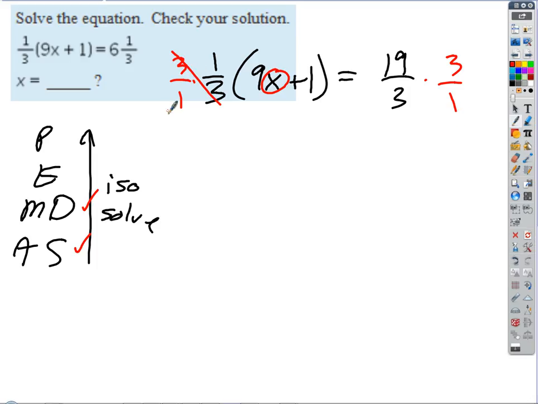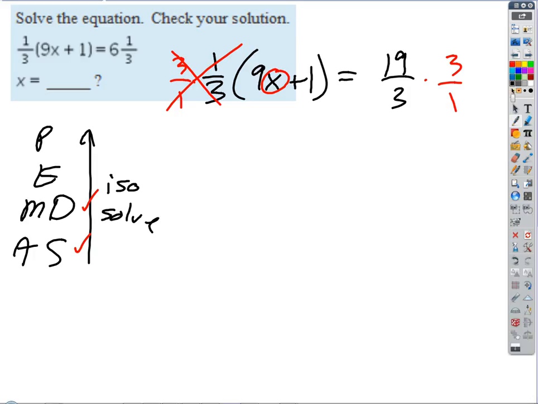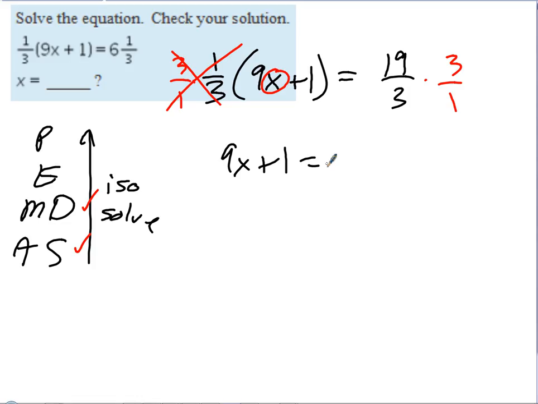These guys cancel, and then at that point, we're left with just the 9x plus 1. Do I need the parentheses anymore? I don't. Once I get the parentheses by themselves, I can abandon them, and I just get 9x plus 1 equals, well, what can I do over here? Because I'm multiplying fractions, couldn't do this if I was adding, but because I'm multiplying, I can cross-cancel, and I just get 19.